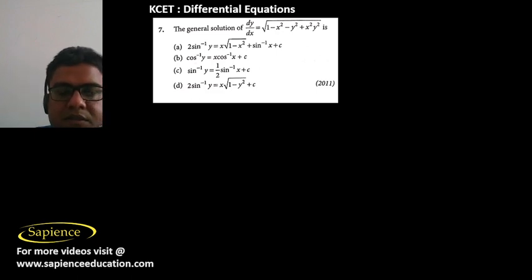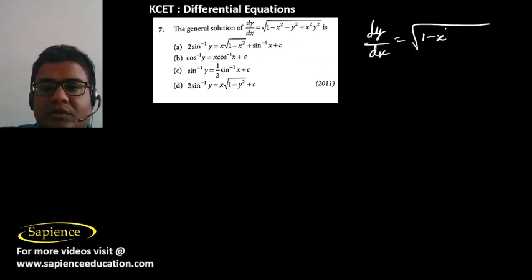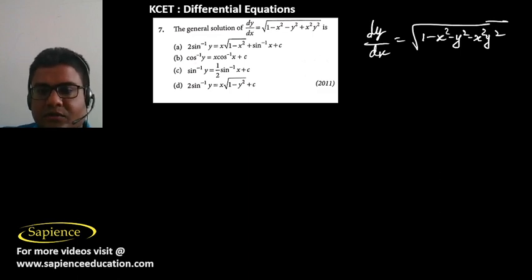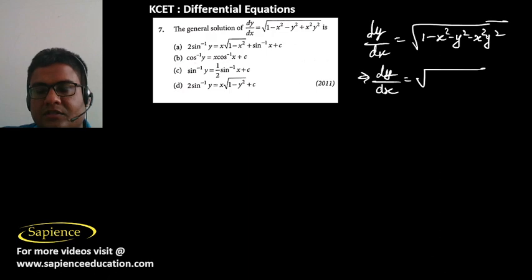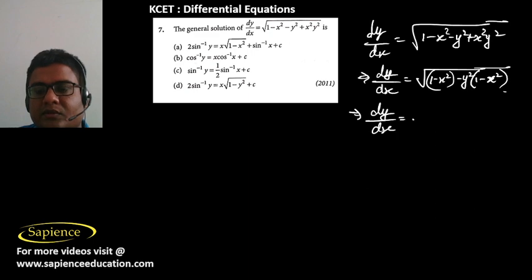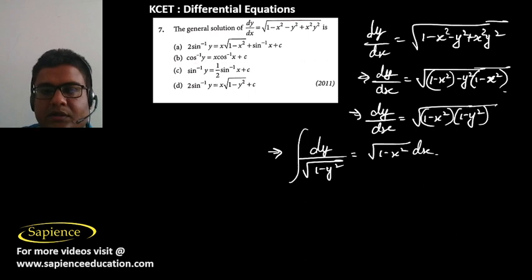Then here it is asked to find the general solution of the differential equation dy by dx equals root over a certain expression. Now, if we factorize it, we get dy by dx equal to root over (1 minus x square) into (1 minus y square). So dy by root over 1 minus y square equals dx by root over 1 minus x square. Then we can integrate both sides.